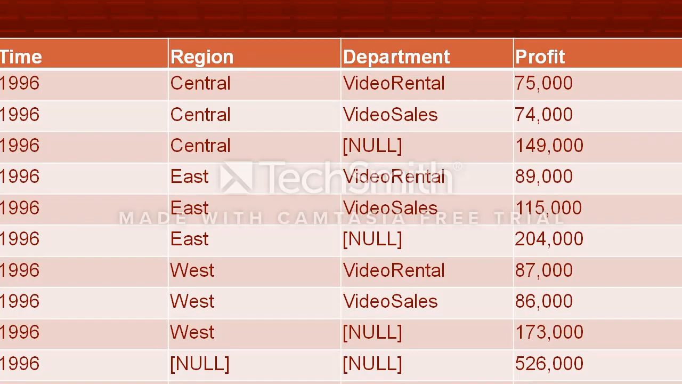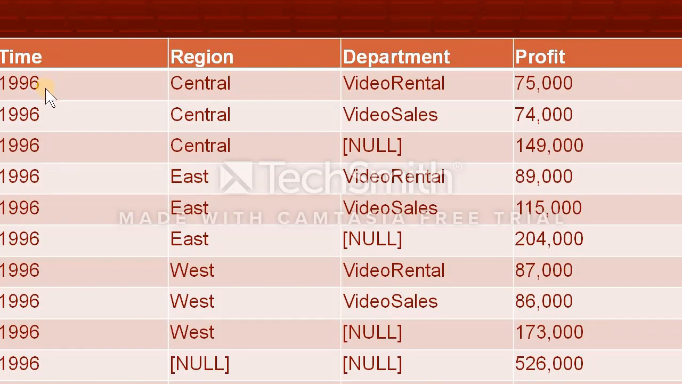Now if we take a look at the result, I already discussed this. In year we have 2 values, 1996 and 1997. In region we have 3 values: central, east, and west. In department we have 2 departments, video rental and video sales, and we have the sales according to these terms. This is the year column, this is the region column, this is the department name column, and this is the sales column.